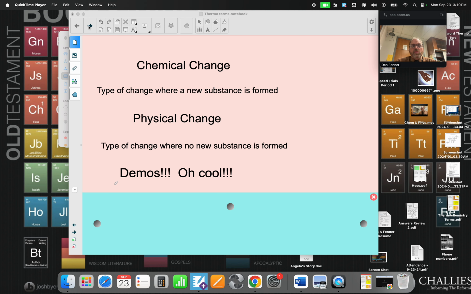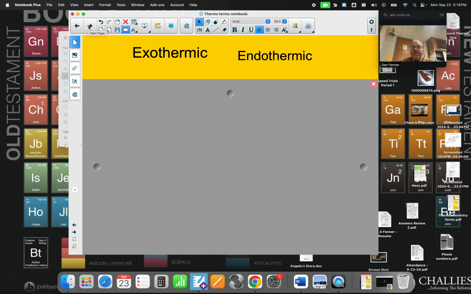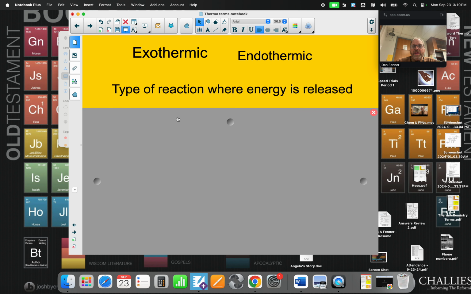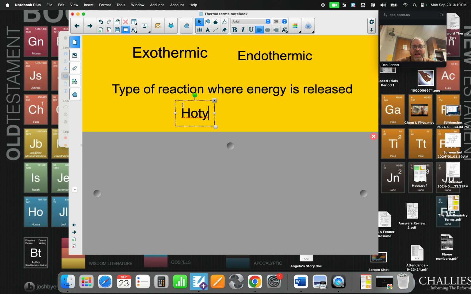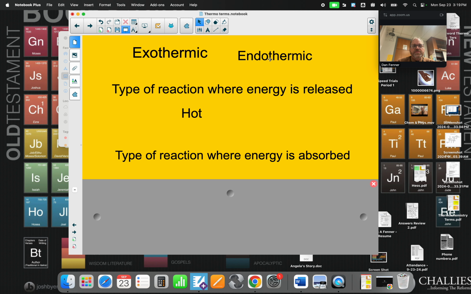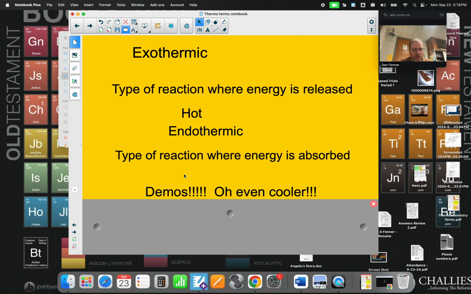Now, the last concept we're looking at is exothermic and endothermic. Definition of exothermic: a type of reaction where energy is released. So what we're saying here is it's going to get hot, not just hot, hot. And endothermic: a type of reaction where energy is absorbed. Now, this is going to either get cold or it's going to require energy to start, okay?